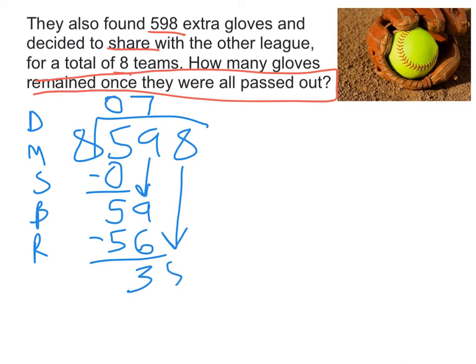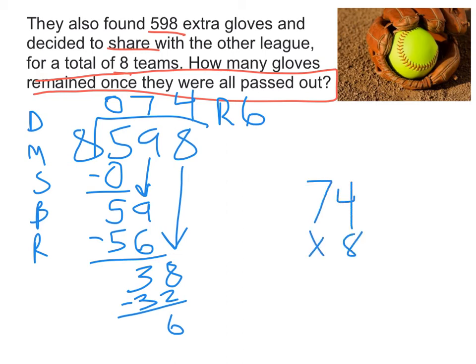Bring down my 8. Now I repeat the whole process. How many times can 8 go into 38? So I'm thinking 8 times 5 is 40, so that's too much. 8 times 4 is 32, so that's less. Let's try that. So 4 goes up there. 32, once I multiply 8 and 4, subtract, remainder 6, because there's nothing left to bring down. Still do need to check this though.